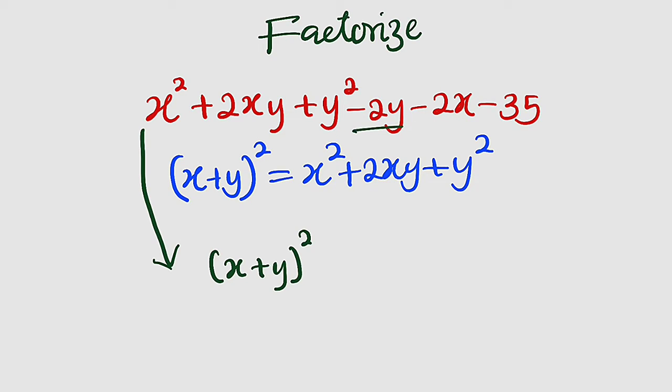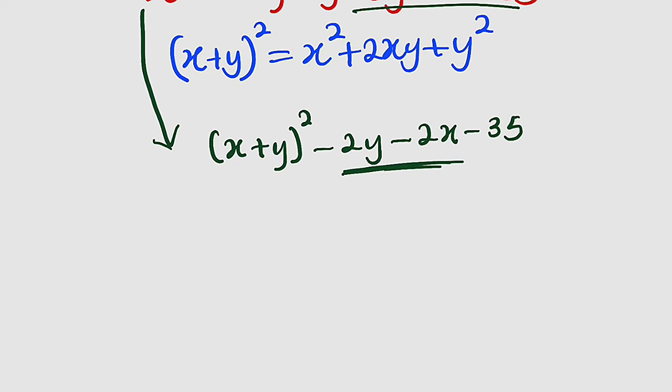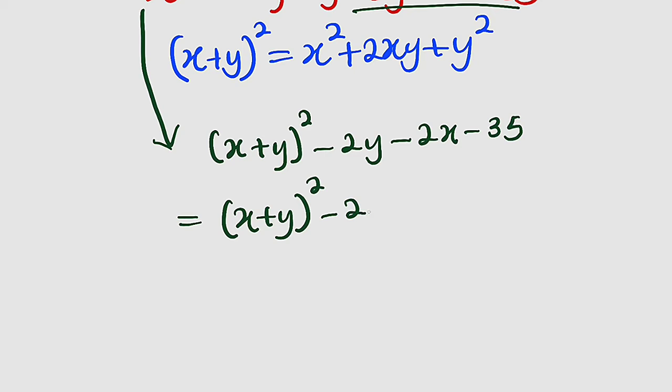But we have 3 other terms. You see them here: minus 2y minus 2x minus 35. But if you observe, these 2 terms have what in common? Negative 2. So let's factor it out. This is the same thing as (x plus y) to the power of 2 minus 2. In bracket, we have y plus x, right? But we can write it as x plus y all the same. Then the minus 35.